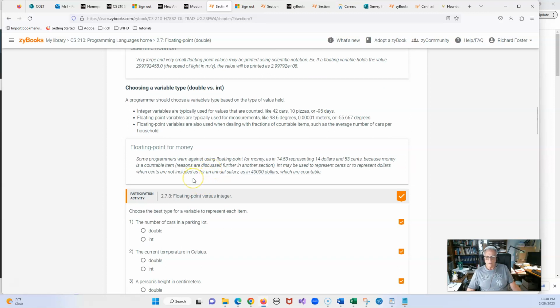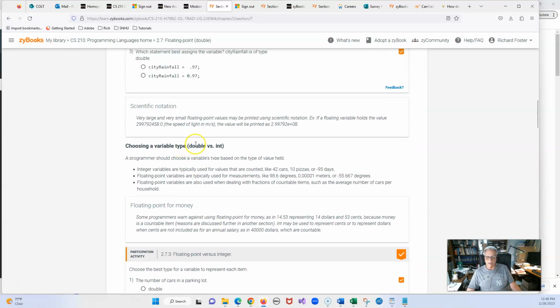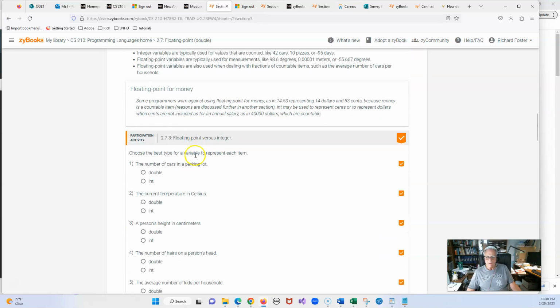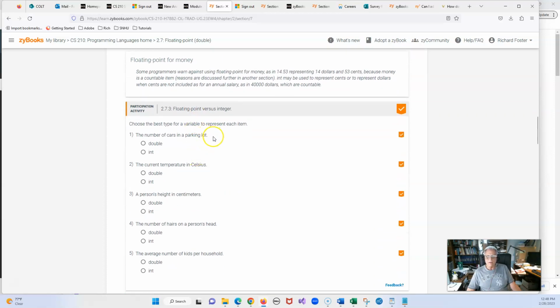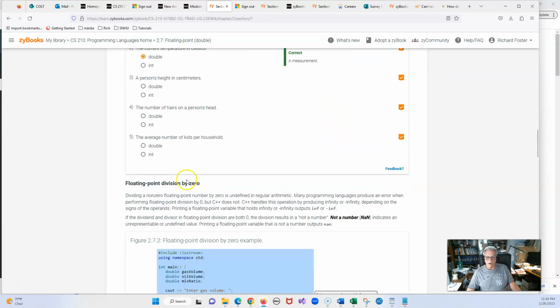So let's see what it says. We want to know whether it should be a double or an int. So let's go, and the number of cars in a parking lot is always going to be an integer. Current temperature should always be a double in Celsius. And then you can work on these on your own to see what they are.